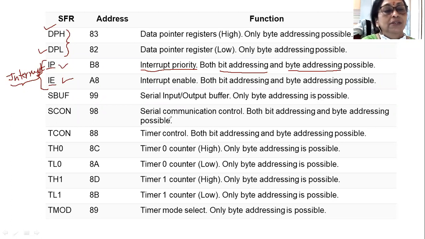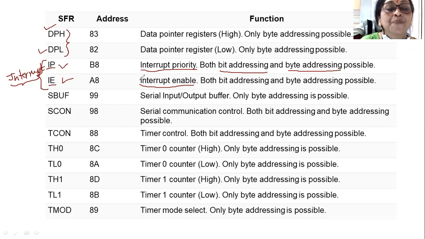The second register associated with the interrupt is IE. The meaning of IE is interrupt enable. E means enable. This particular register is used to enable the interrupt. There is a need to enable the interrupt. An interrupt is enabled by writing 1 to the bit position for a particular bit position.